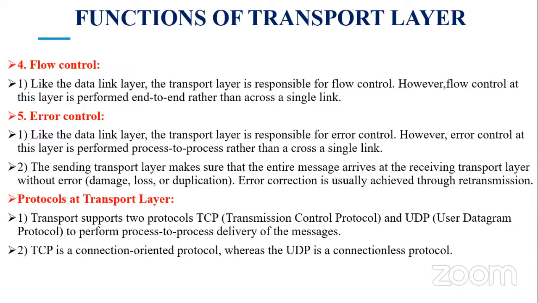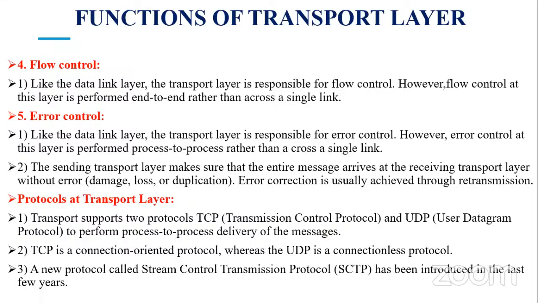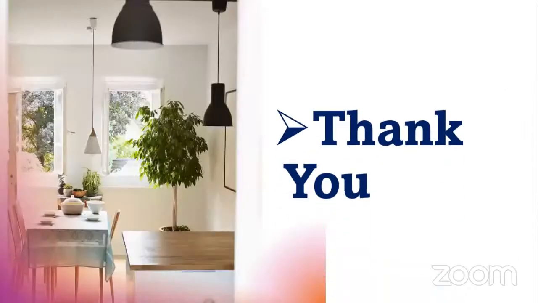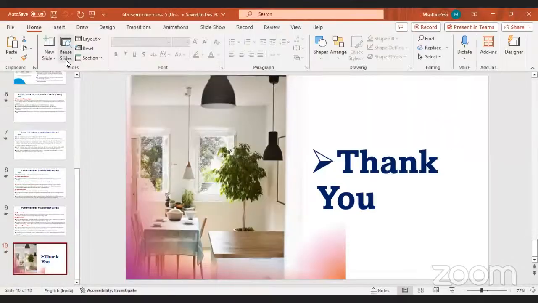So TCP is a connection oriented protocol, whereas UDP is a connectionless protocol. And another new protocol is called Stream Control Transmission Protocol. It has been introduced in the last few years. So these two layers, network layer and transport layer, are two important layers. Then we have to discuss a few more layers.